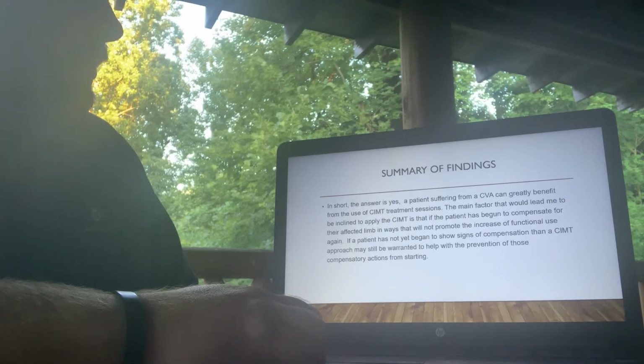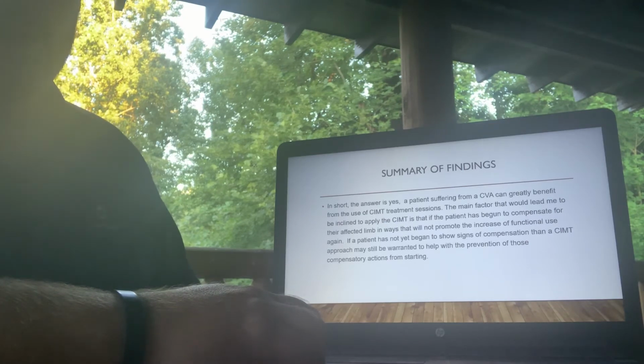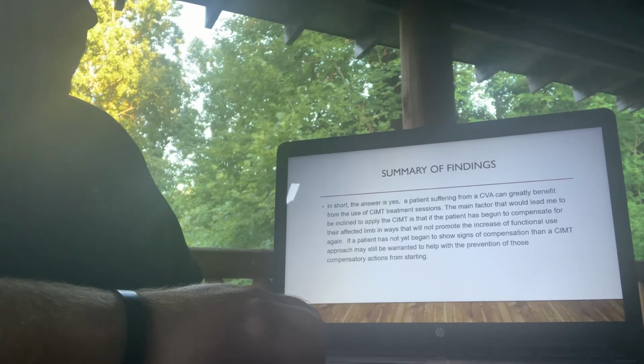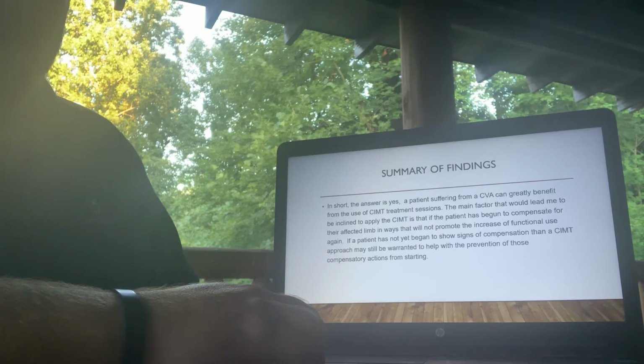So here is a summary of my findings, which resemble the findings in the studies that we'll show in a little bit. The short answer is yes. A patient suffering from a CVA can greatly benefit from CIMT treatment sessions. The main factor that would lead me to be inclined to apply CIMT is if the patient has begun to compensate for their affected limb. If so, it would definitely be a good treatment to involve. And also, if the patient looks like they may start to show signs of compensation, you can start to head that off before it becomes an issue.